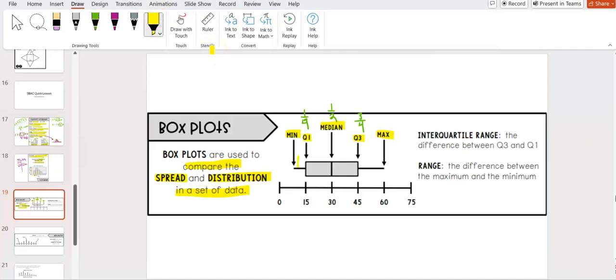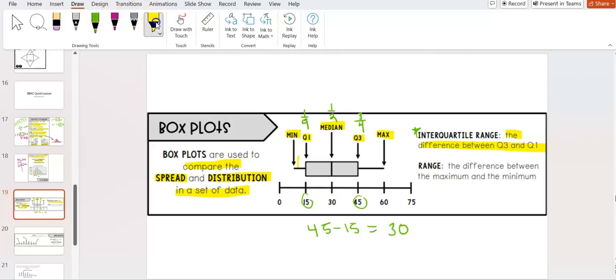So minimum, maximum, median, and then quartile 1 and quartile 3. The quartiles can be subtracted from each other, the difference between quartile 3 and quartile 1 is your interquartile range. So in this set of data, since quartile 3 is 45 and quartile 1 is 15, I can do 45 take away 15, and that gets me my interquartile range of 30.